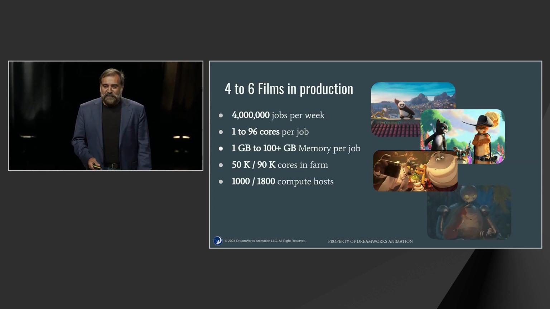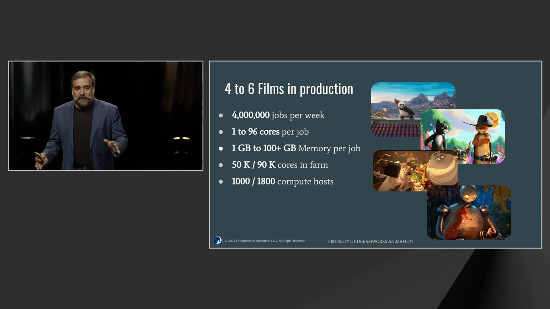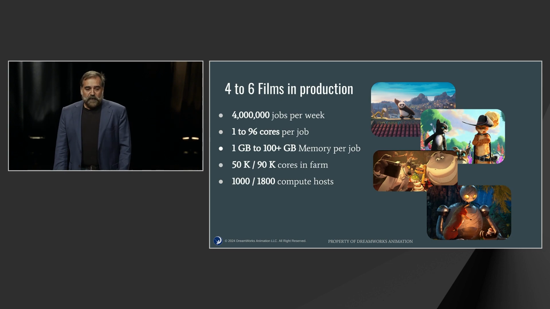But we don't make one film at a time. We actually have 4 to 6 films in production, plus special projects and shorts at any one point in time. So when we're at full capacity, we're pushing more than 4 million jobs a week through our render farm. And these aren't all uniform jobs, they're very different, anywhere from 1 or 2 cores per job to 96 or more cores per job. And the memory footprint also varies greatly, a gig or 2 per job, all the way up to 100 or more gigs per job to render scenes like what we just saw.